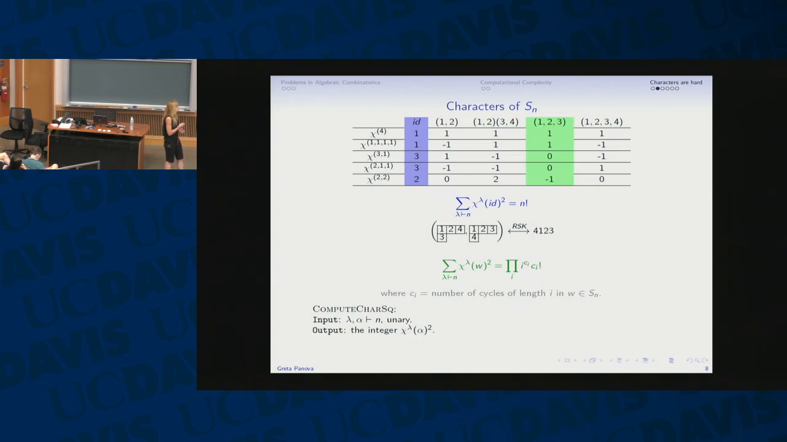This is the counting problem: compute the value of this character given the input partitions lambda and alpha. And the punchline is that this is not going to be in sharp P, and there is not going to be a combinatorial interpretation for the character squared. So if you actually take the Murnaghan-Nakayama rule, square this, and have all these pairs of tableaux, you're not going to be able to efficiently figure out how to cancel the signs.